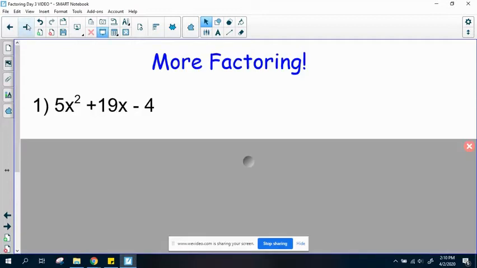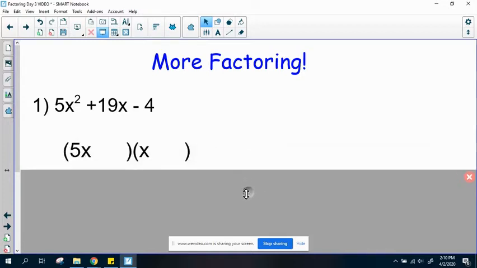So let's get started. I'm going to do kind of 5 examples with you just to kind of get you going. So notice C is negative. Okay, very first step of every factoring problem is to see if there's a GCF. But I see a 5 and a 19, so I know there's nothing that they have in common. So I go right away to factoring.